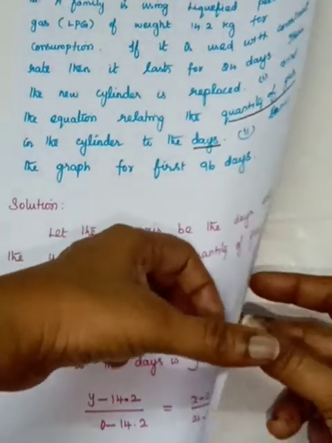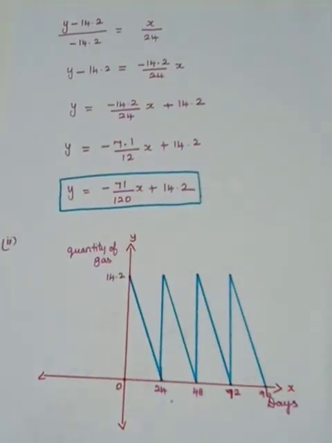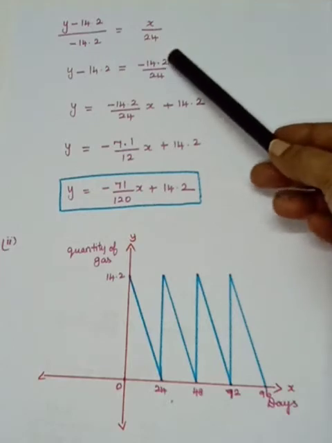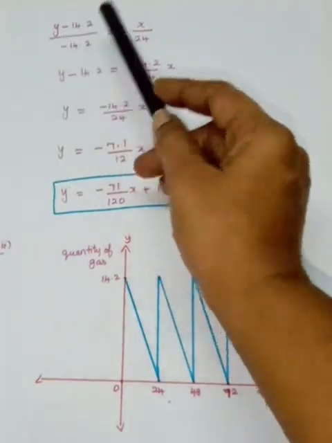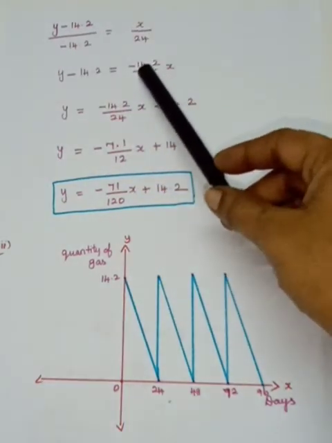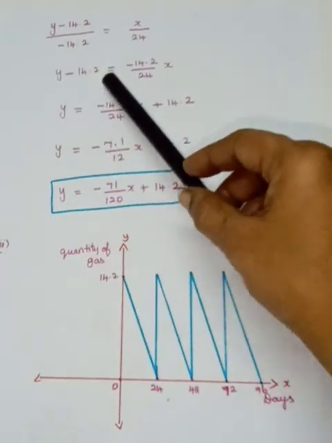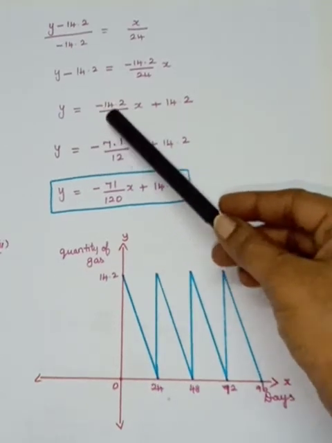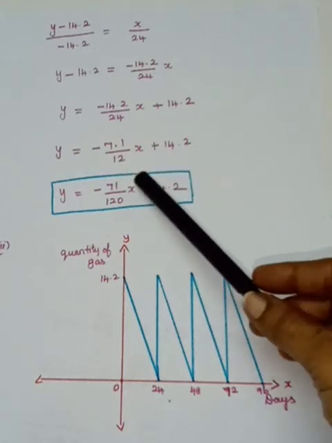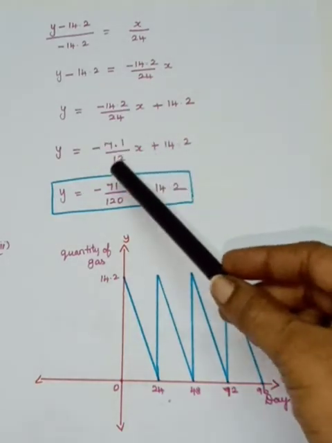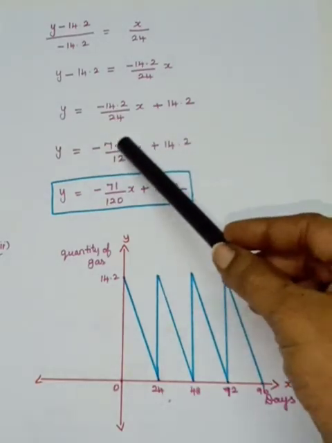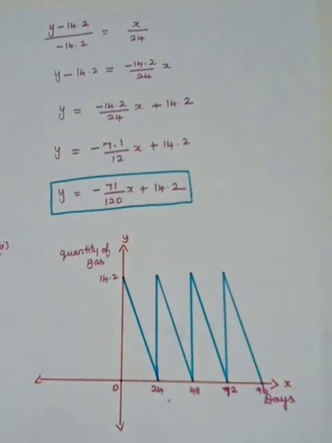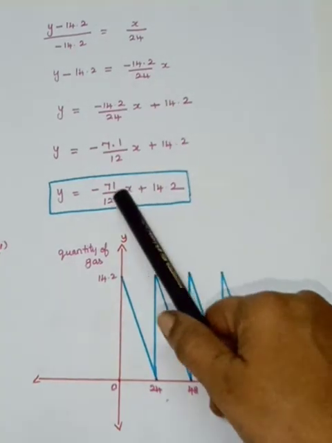So you have to simplify this. If you simplify, 0 minus 14.2 is minus 14.2, and here x minus 0 over 24 is x by 24. So the minus 14.2 goes to the numerator: minus 14.2 divided by 24, times x. Bring this minus 14.2 to the other side, it is plus 14.2. To remove the decimal place, first divide by 2. So it is minus 7.1 by 12 into x plus 14.2. To remove the decimal, multiply and divide by 10, so it is minus 71 divided by 120 x plus 14.2. So this is the relation among the days and the quantity of gas.